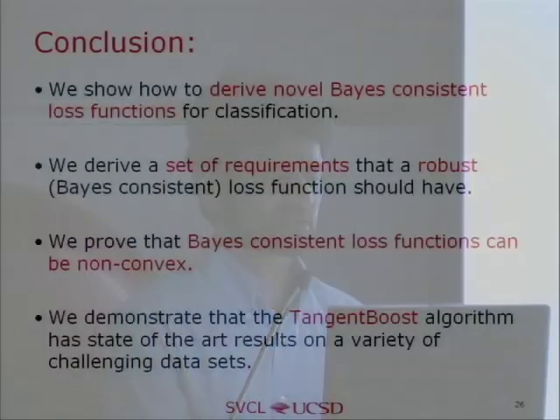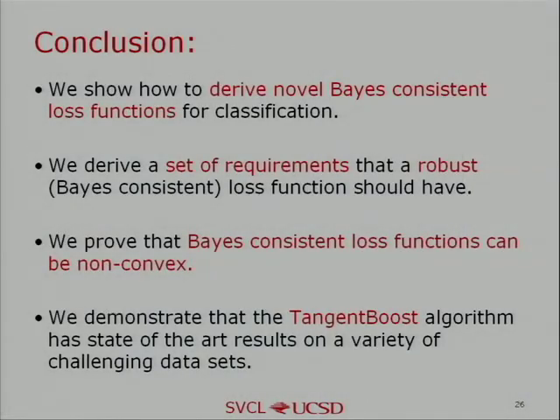So I can move on, hopefully. Okay, so in conclusion for this section, we showed how to derive novel Bayes-consistent loss functions for classification, and we derived a set of requirements that a robust Bayes-consistent loss function should have. We also showed that Bayes-consistent loss functions can be non-convex. And we gave some examples of using the tangent loss function for doing classification.